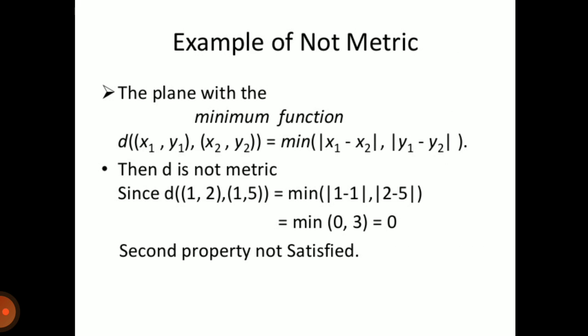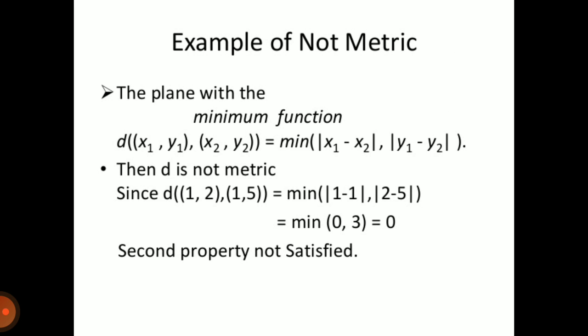Now the plane with the minimum function: the distance between (x1, y1) and (x2, y2) is equal to the minimum value taken between the mod of x1 minus x2 and the mod of y1 minus y2. Then the distance function is not a metric. Why? Since the distance between (1, 2) and (1, 5) is equal to the minimum of the mod of 1 minus 1 and the mod of 2 minus 5, that is the minimum of 0 and 3, which is equal to 0. Then the second property is not satisfied. That means we can say it is not a metric.